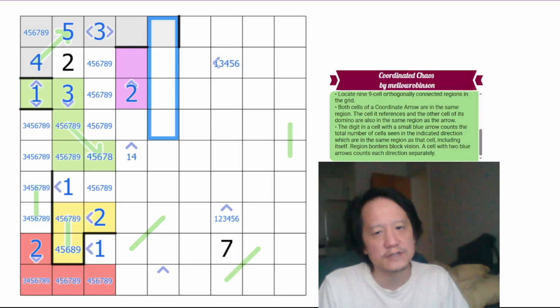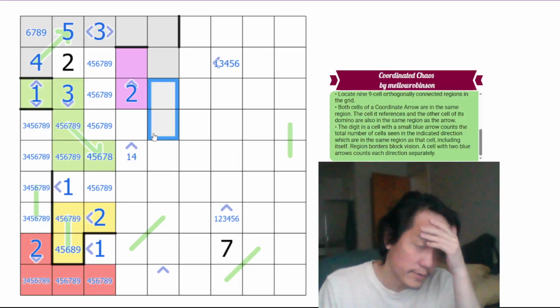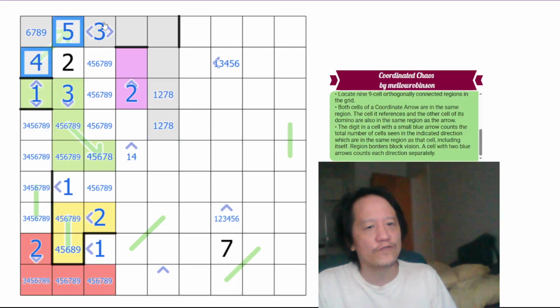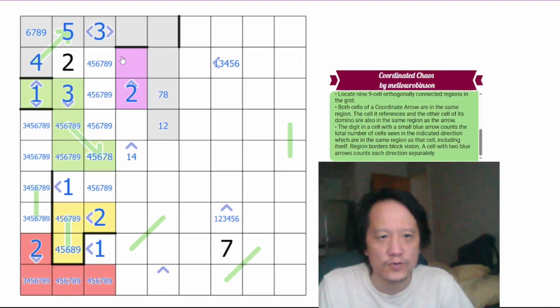And this is the same region. So this must be the domino, which means this adds up to 9. This can't be 4, 5. This adds up to 9. So it's either 1, 8 or 2, 7 because it can't be 4, 5 or 3, 6. And 1 and 2 cannot be here. This can't be 7 or 8. This is a full region here.